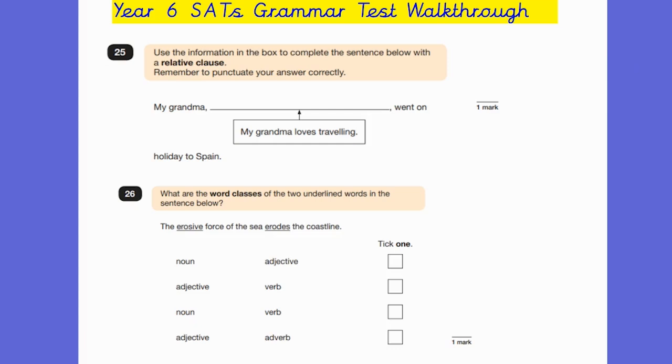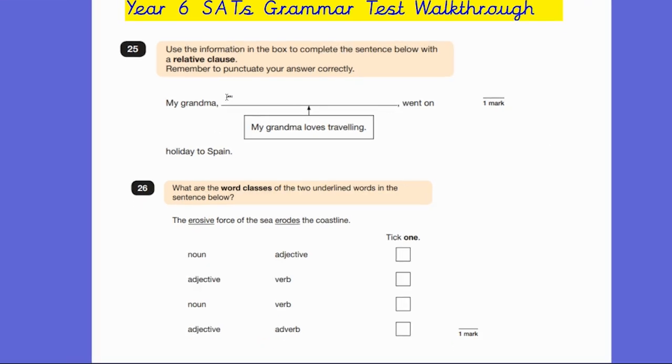Number 25. Use the information in the box to complete the sentence below with the relative clause. Remember to punctuate your answer correctly. So, my grandma, and they've given an extra bit of information there to say that grandma loves travelling. So there's a few different options that we could give here. Went on holiday to Spain. So I could say my grandma, and I need to use a relative clause. So my relative pronoun that I could use is who.